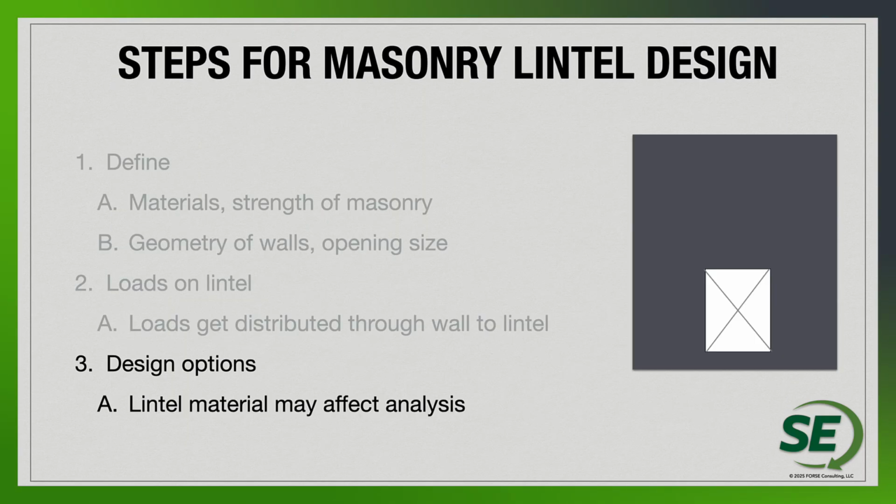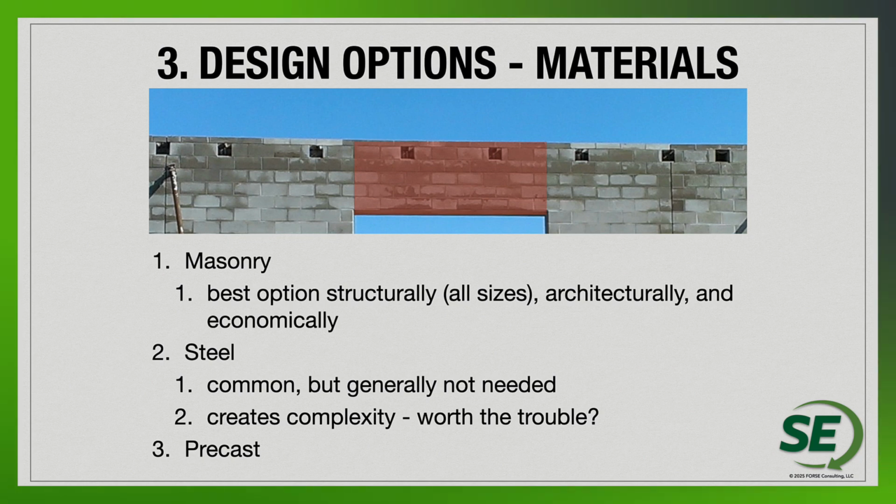So then we get to the different design options. Again, we can look at the different types of lintel material and how it affects the overall design. We would consider masonry to be the best option because it's going to be similar from the aesthetic perspective, but also from the analysis and design perspective. Steel would be the more common element used today, but I think that's more of a historical reason. I don't think there's a good reason to put in steel lintels in a masonry wall today. It really does create a lot of complexity, and it's probably not worth the trouble.